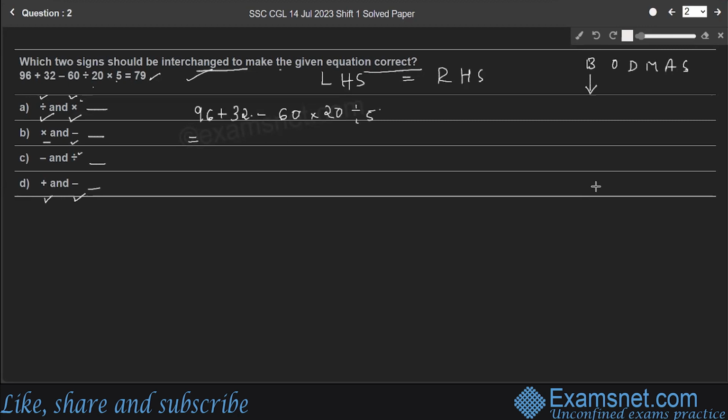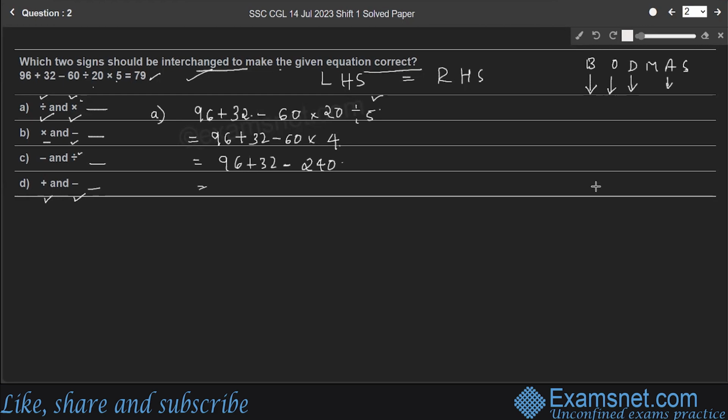According to this, first remove the bracket part. There is no bracket. Off part, there is no off part. Here, D stands for division, so let us solve division part here. 20 divided by 5 is 4, remaining things will be same. 96 plus 32 minus 60 into 4. Next comes multiplication. 60 into 4 is 240.